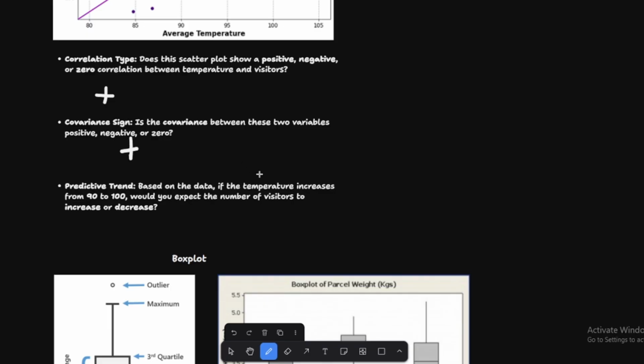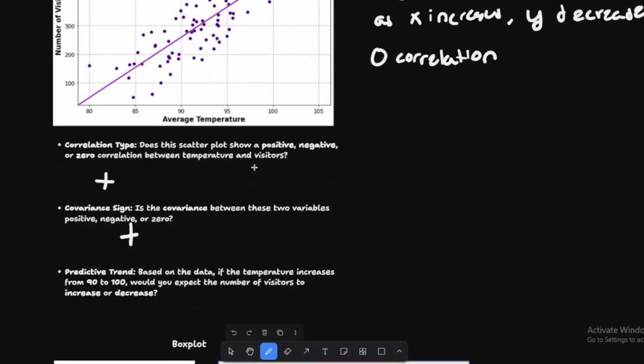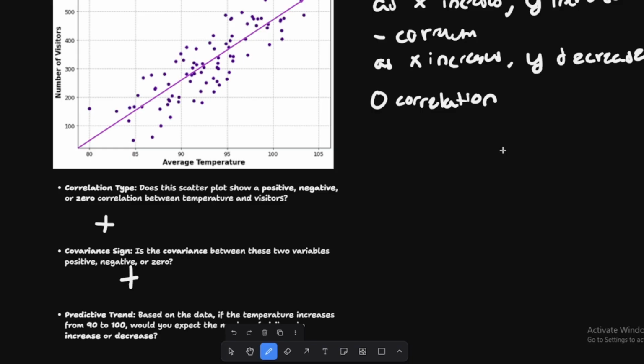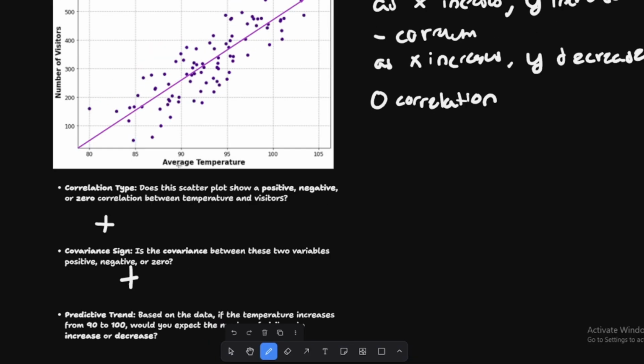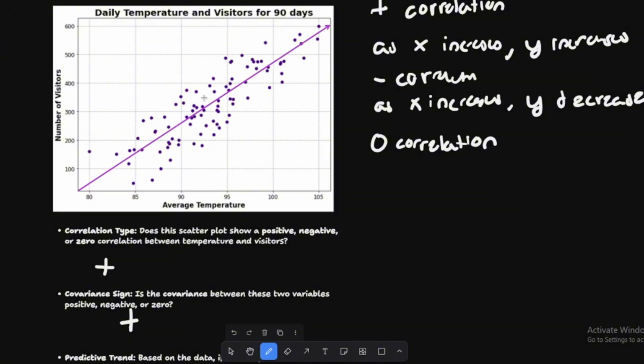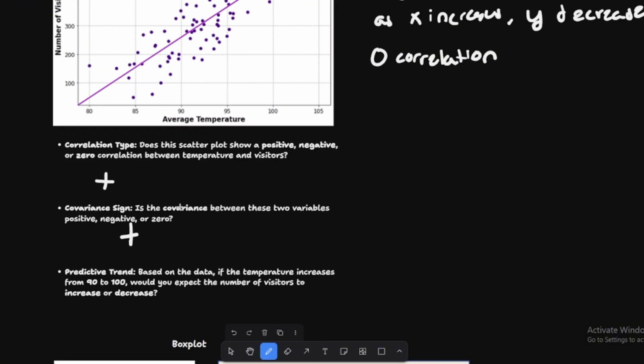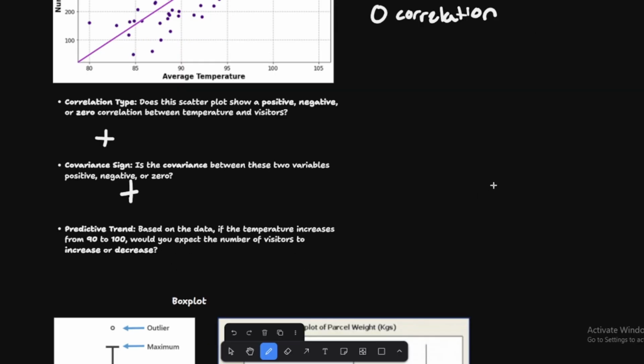Predictive trend. Based on the data, if the temperature increases from 90 to 100, would you expect the number of visitors to increase or decrease? So clearly, based on our line of best fit here, it's always going to be increasing as the average temperature increases. So we can see the average temperature goes from 90 to 100. And here, most of our data points are way higher than over here at 90. So we can imply that the number of visitors will increase.